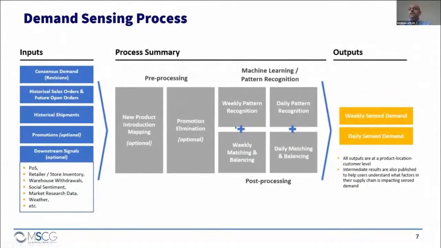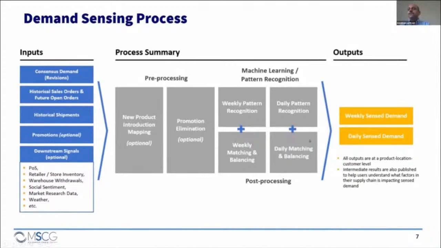Next is machine learning and pattern recognition, which is very important. So demand sensing reads pattern in daily as well as weekly buckets. It also does forecast consumption as part of demand sensing. You can always switch off this forecast consumption if you're using any time series algorithm for the planning. There you can apply the forecast consumption.